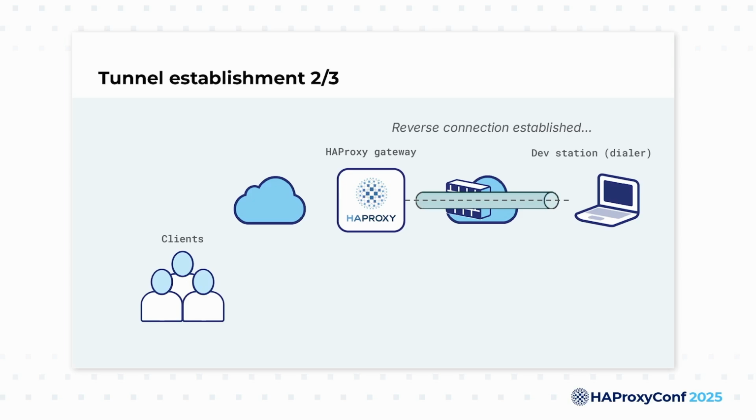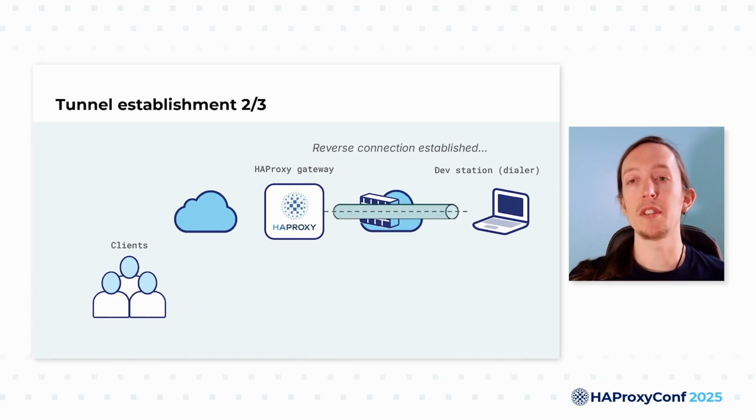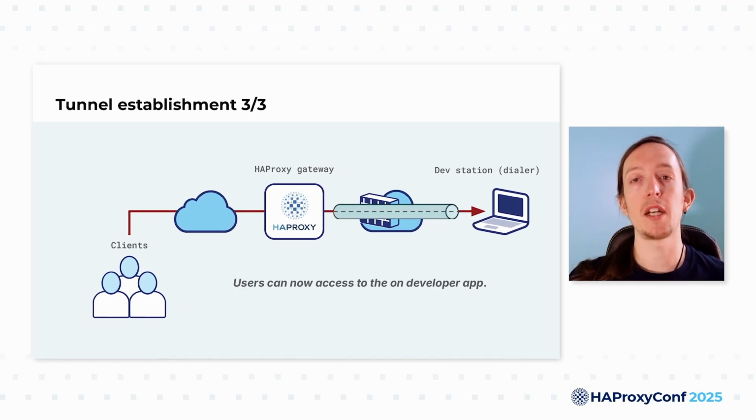So the gateway becomes the client, and the dev station is on the server side. In the context of reverse HTTP, we say that the development machine is the dialer. It is its responsibility to initiate the connection. Once this process is done, this is enough, and clients can connect to the HAProxy gateway to access the web application of the developer.